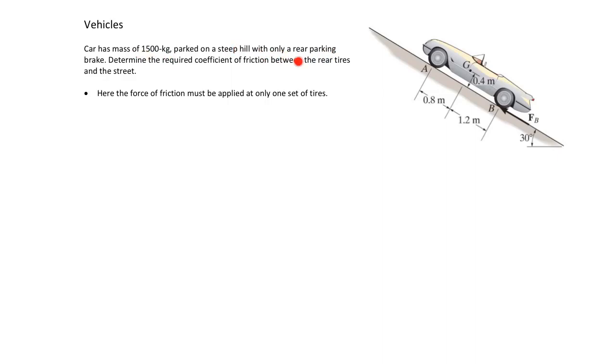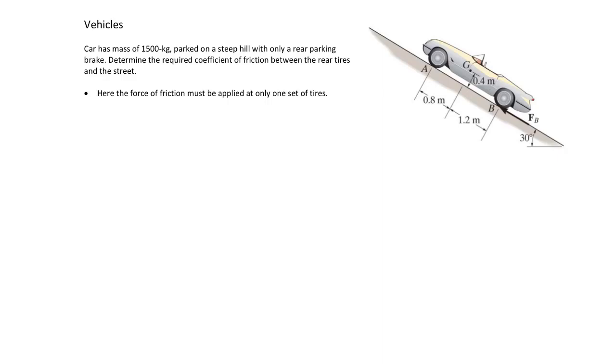It only has rear brakes, only has rear parking brakes. The front brakes are free to roll. In other words, no brakes at all on the front. Parking brake only applies on the rear. How do we get there? All right, let's see what we're looking for. We want to find the minimum coefficient of friction to keep it from slipping down the hill.